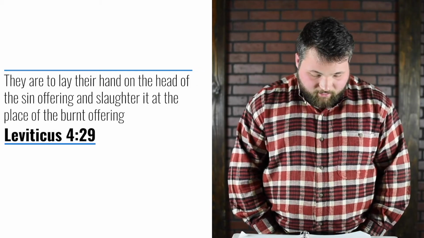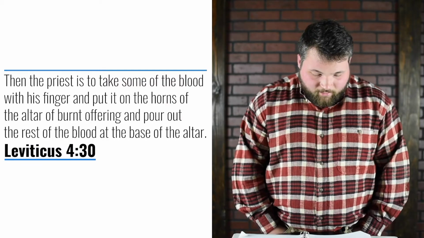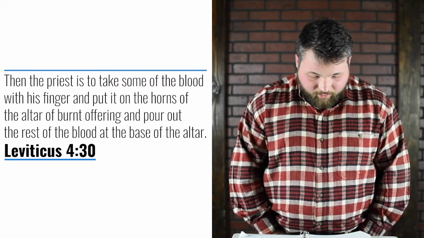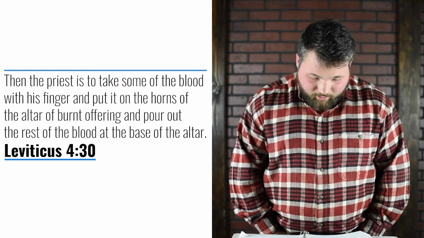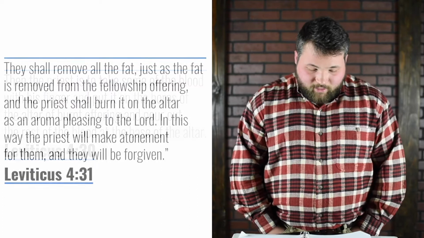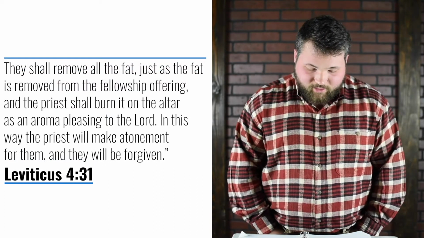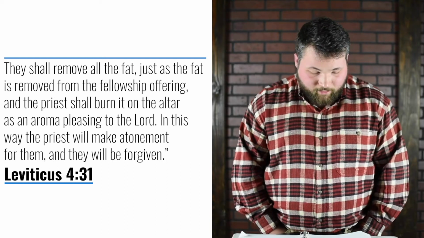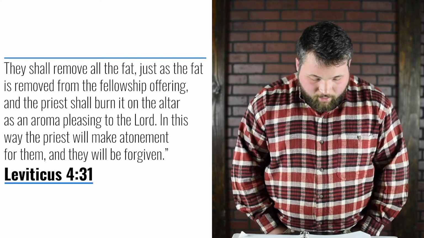They are to lay their hand on the head of the sin offering and slaughter it at the place of the burnt offering. Then the priest is to take some of the blood with his finger and put it on the horns of the altar of burnt offering and pour out the rest of the blood at the base of the altar. They shall remove all the fat, just as the fat is removed from the fellowship offering, and the priest shall burn it on the altar as an aroma pleasing to the Lord. In this way the priest will make atonement for them, and they will be forgiven."